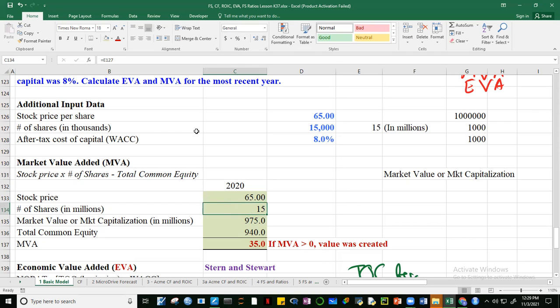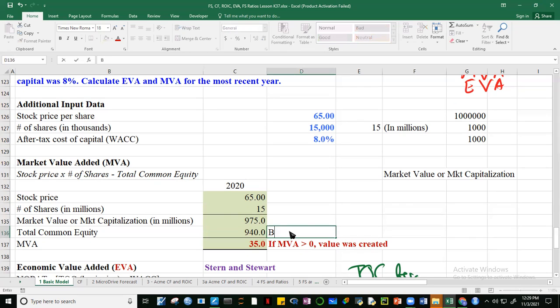Just take note that if the figures are in millions or in thousands, it has to be consistent. So the market capitalization is 975 million. That's the worth of the equity of the company in the market now. But how much is the worth of the equity in the balance sheet? It's 940. This is the book value.